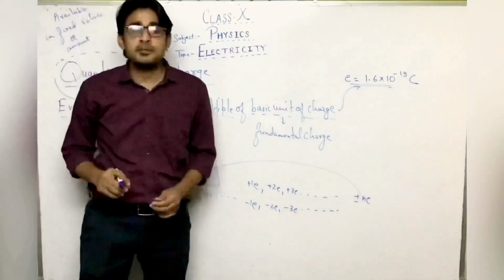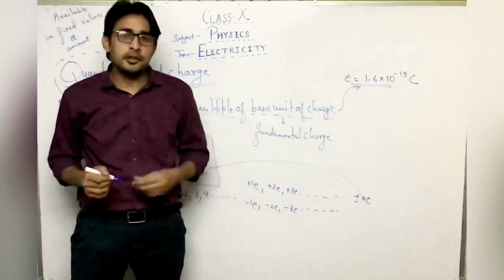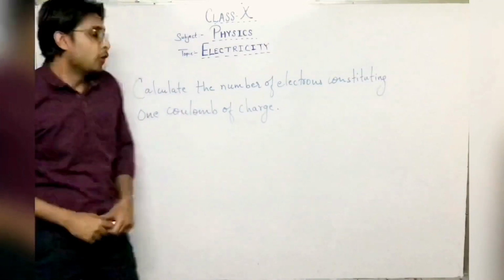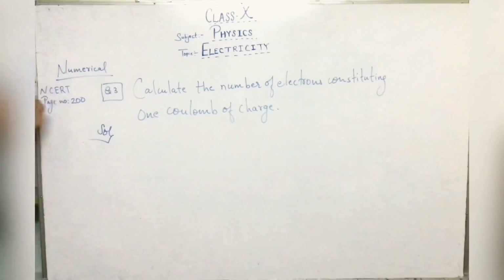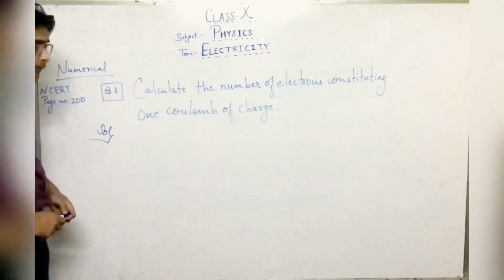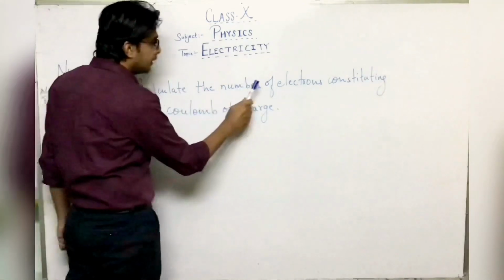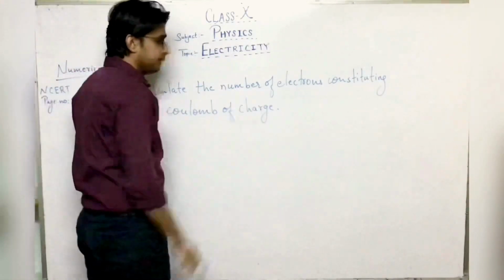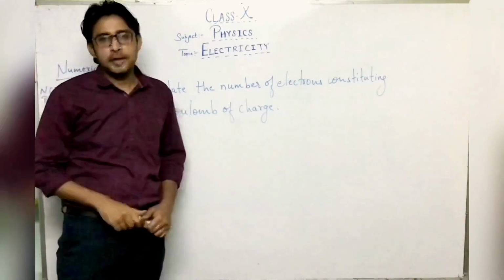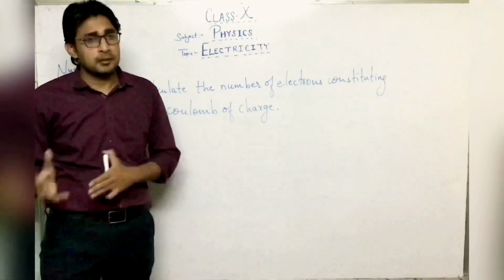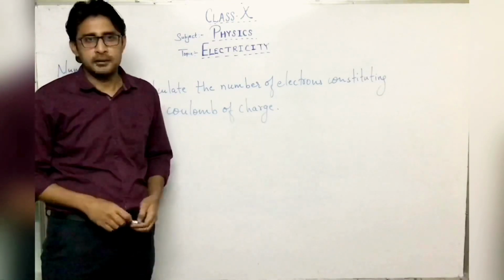You will understand much better after doing a numerical. So we will do a numerical now. The numerical is given on page number 200 in your NCERT book. So all of you open page number 200 and read the numerical. Calculate the number of electrons constituting 1 coulomb of charge. I told you that the formula of quantization of charge will be used to solve many numericals. This is one of the numericals.